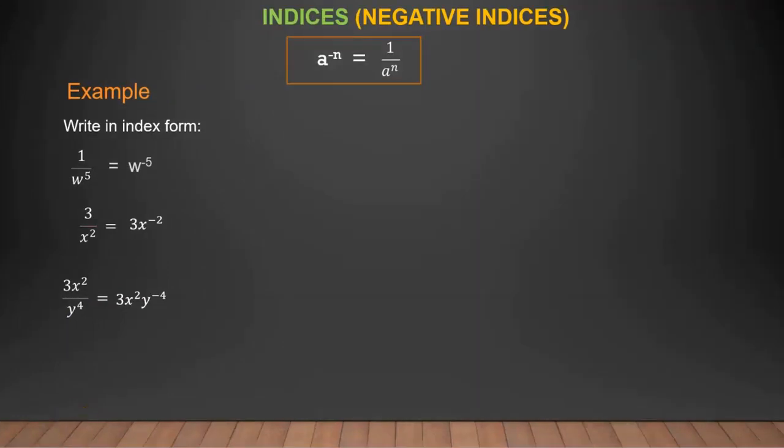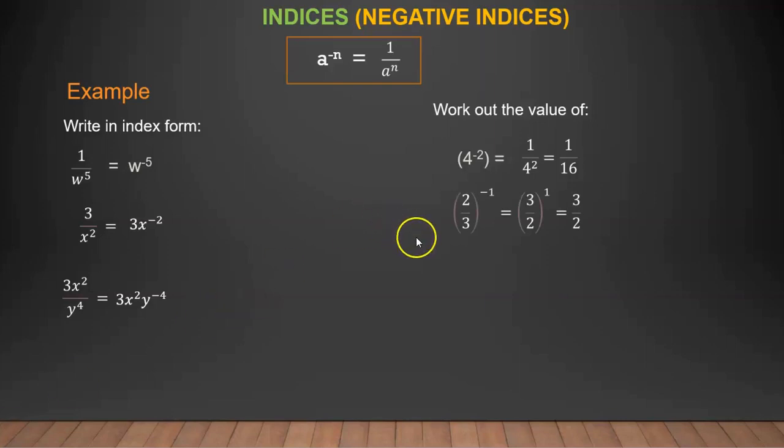Now we're going to write some indices in fraction form. If you have 4 to the negative 2, that means 1 over 4 squared, and 4 squared is 16, so you have 1 over 16. If you have 2/3 raised to the negative power, negative power means you're going to get the reciprocal of that fraction. Reciprocal means the denominator and the numerator change places. So the denominator 3 now becomes the numerator, and the numerator becomes the denominator, and the power changes from negative to positive. If your power is 1, you just leave the 1 out, and we have 3/2.